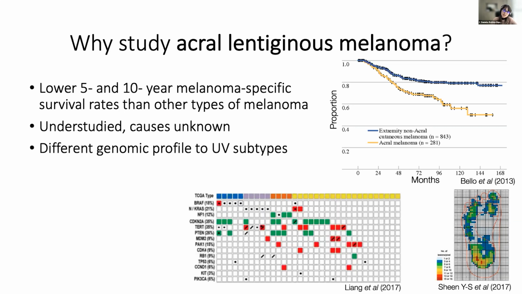Now, it also has a different genomic profile to the UV-related subtypes. As some of you may know, cutaneous melanoma related to sun or UV exposure is dominated by mutations in BRAF, NRAS, and the NF1 genes. The majority of tumors have mutations in these genes, about 85% of them. However, studies published for acral melanoma show us that less than half of the tumors have these mutations, with possibly other drivers involved in the rest of the tumors.